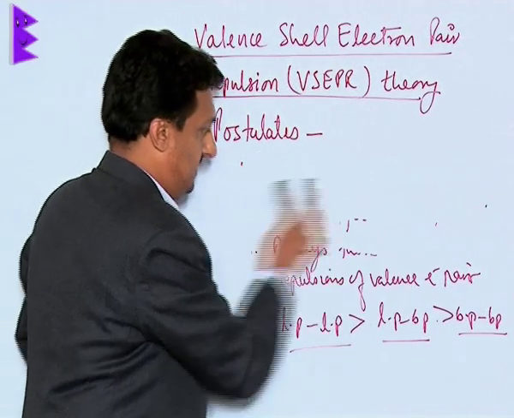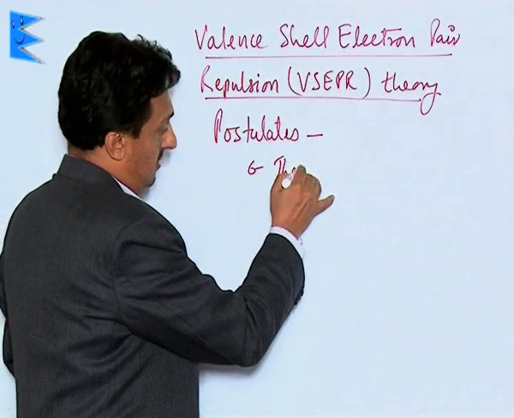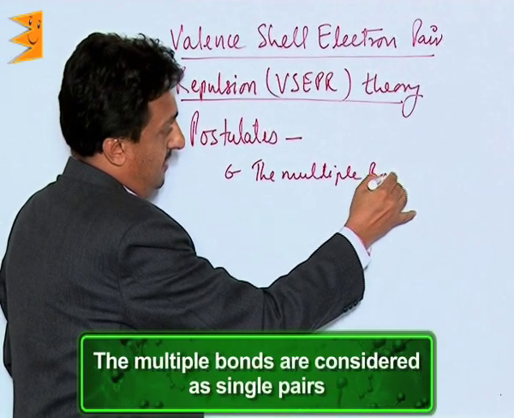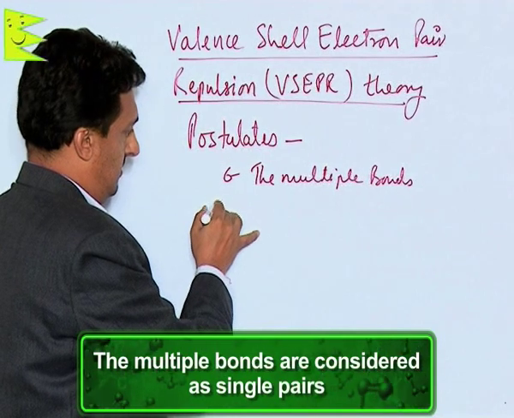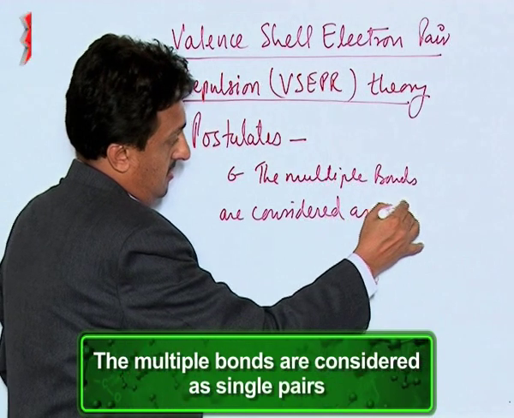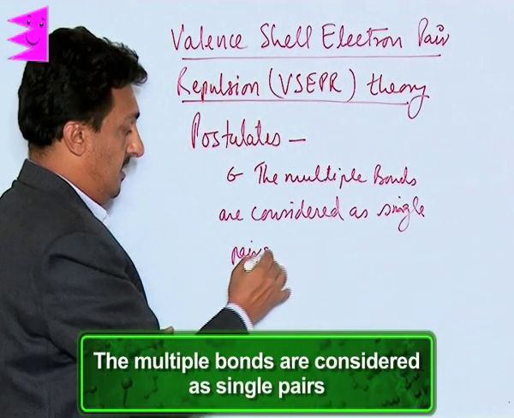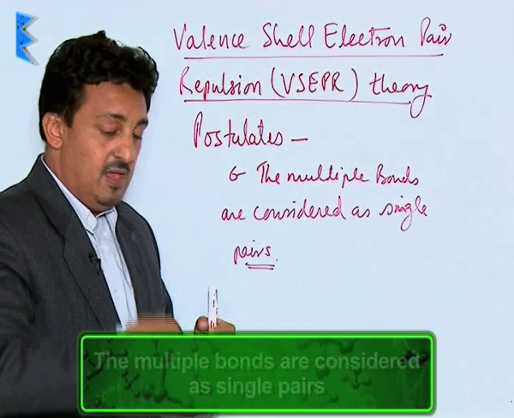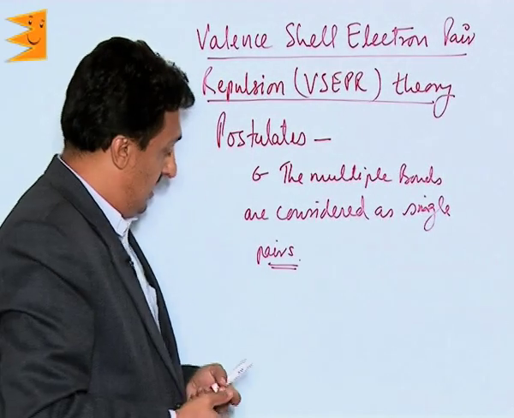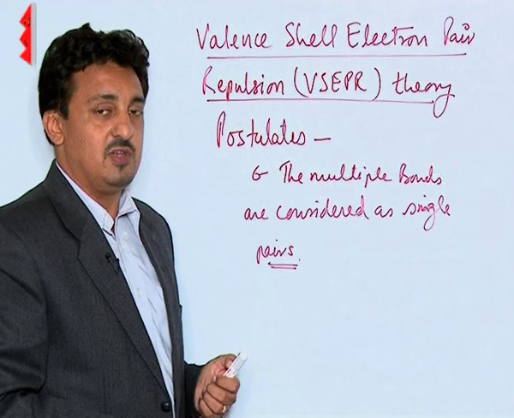The next point, multiple bonds are considered as single pairs, and by considering them as single pairs, we arrange these pairs around the central atom so that different shapes or geometries are attained. Now let us see how we predict the structures or the shapes of the different molecular species as per this theory.